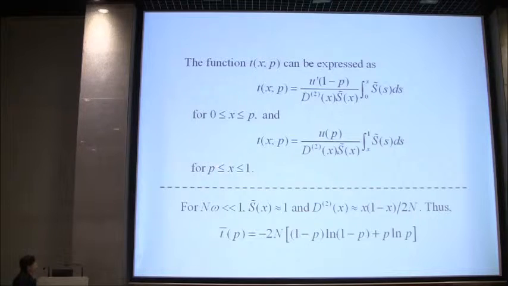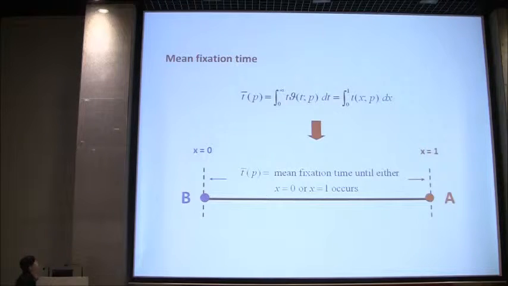So if we consider a large population and weak selection, we can get the expression of T. So this is the mean fixation time. It means the mean fixation time until either x equals 0 or x equals 1 occurs.